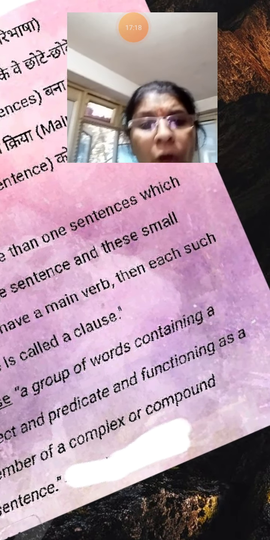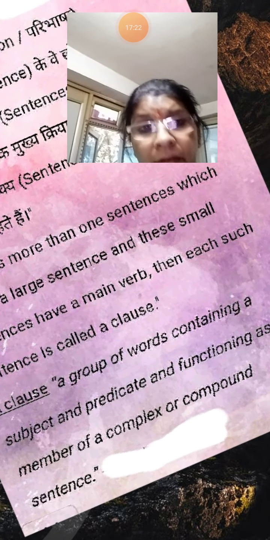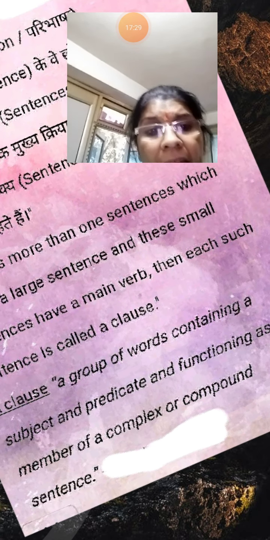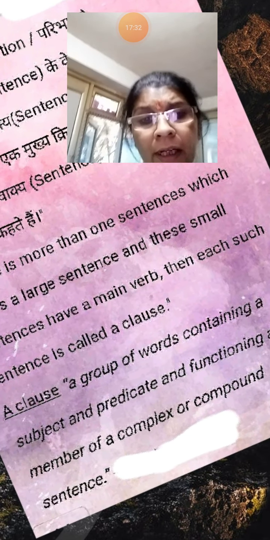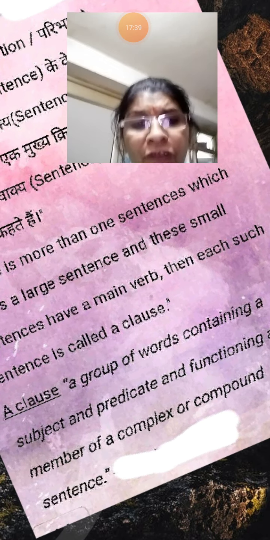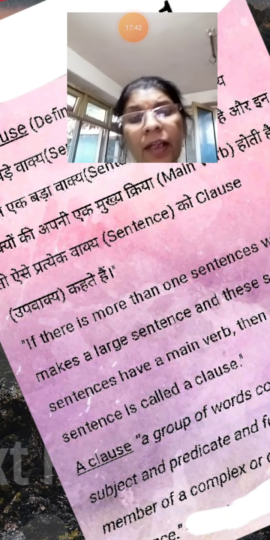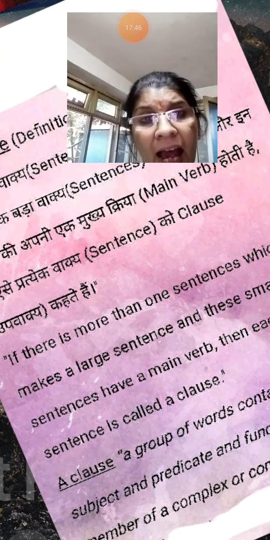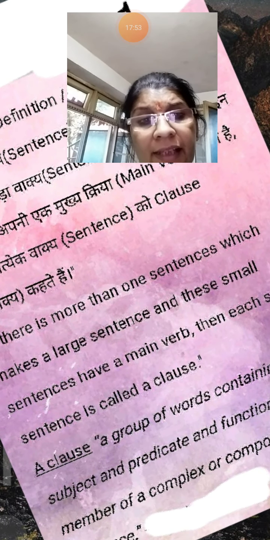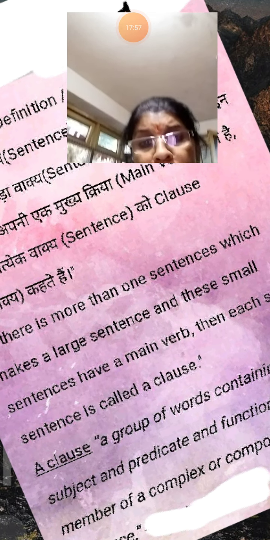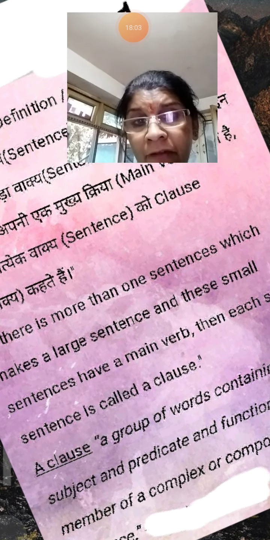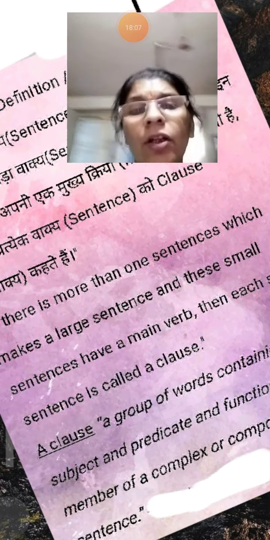A clause is a group of words containing a subject and a predicate, and functioning as a member of a complex or compound sentence. There is a subject in a clause, and a predicate is also in a clause. If there is more than one sentence which makes a larger sentence, and these small sentences have a main verb, then each such sentence is called a clause.